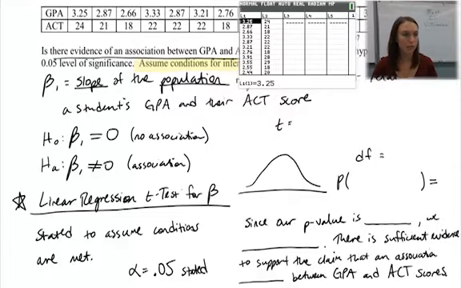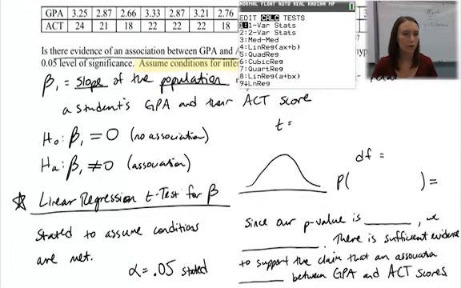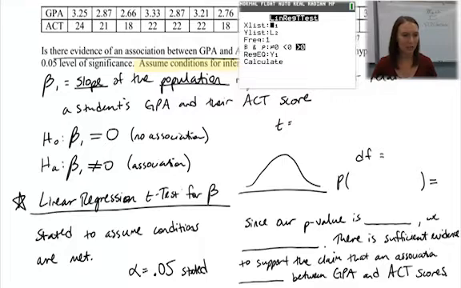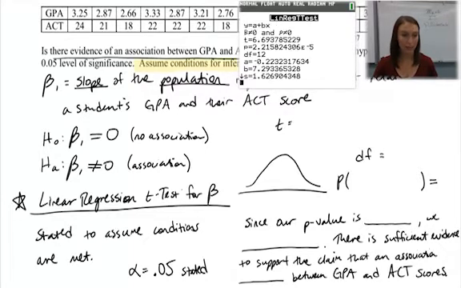So now I need to run this. What we're going to do is go to Stat, go over to Tests, and all the way to the bottom. I usually hit the up arrow to get to the bottom. You'll see LinRegTTest, the linear regression t-test. I've got my X list in L1, my Y list in L2. I am testing for beta not equal to 0 for my alternate hypothesis. I'm going to store my regression equation in Y1, which is nice, and calculate.